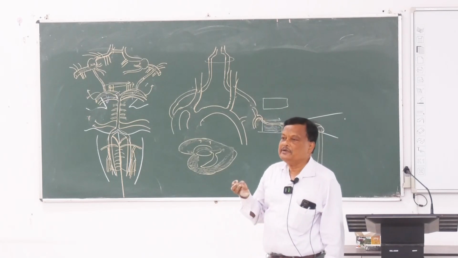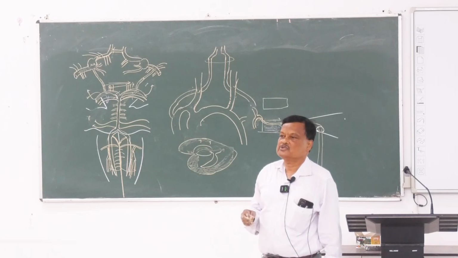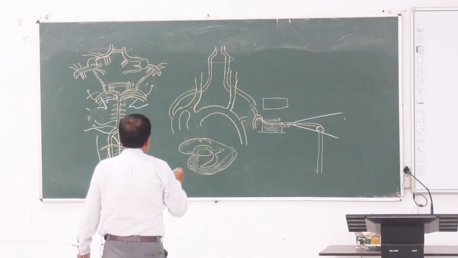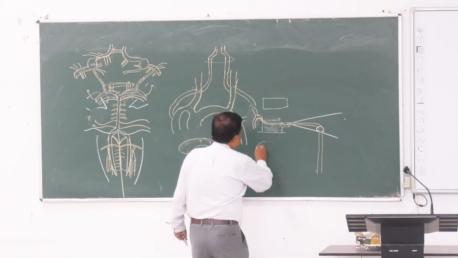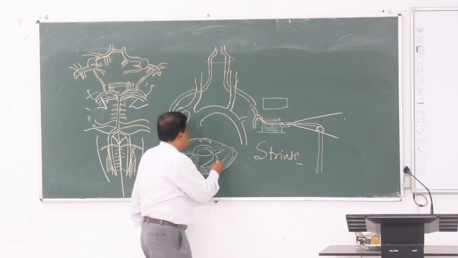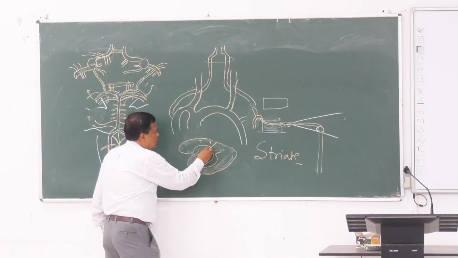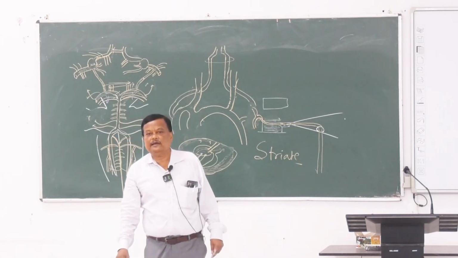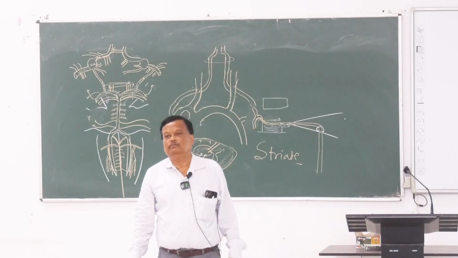Next is the central or striate type of branch. Striate artery, that is very important. These are the deep arteries which go deeper into the brain and supply the deeper structures: thalamus, basal ganglia, internal capsule.